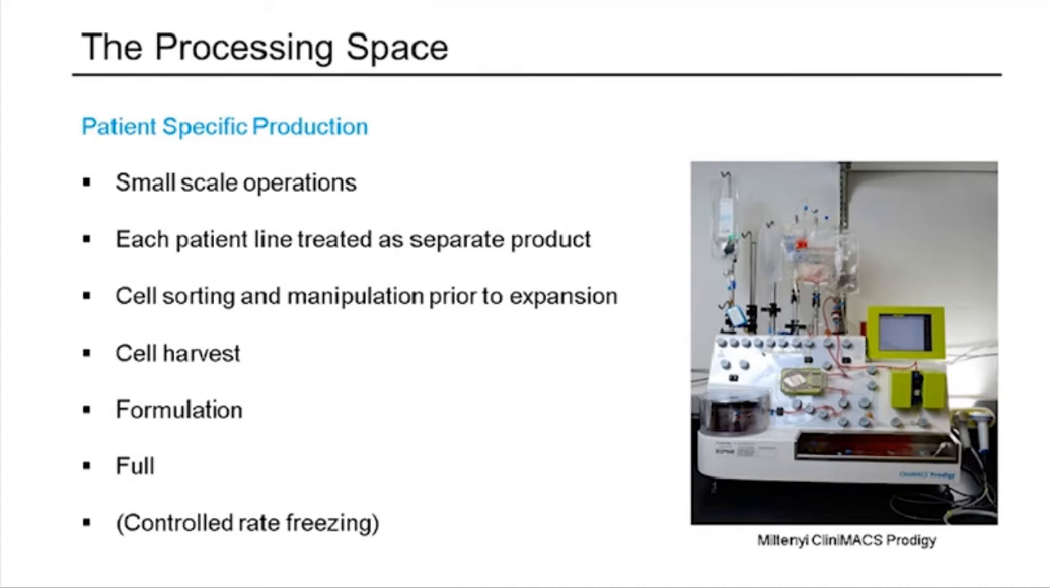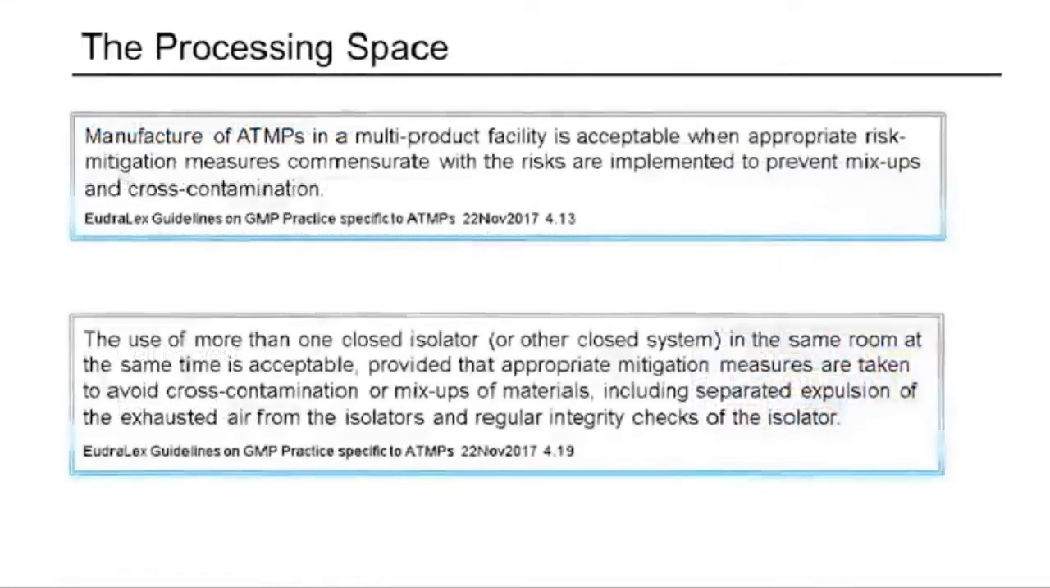And then the last complication for this type of production really is that historically equipment has not been as available or offered in a closed processing automated solution, not nearly as much as is available for the larger scale production that we were just talking about, allogeneic.